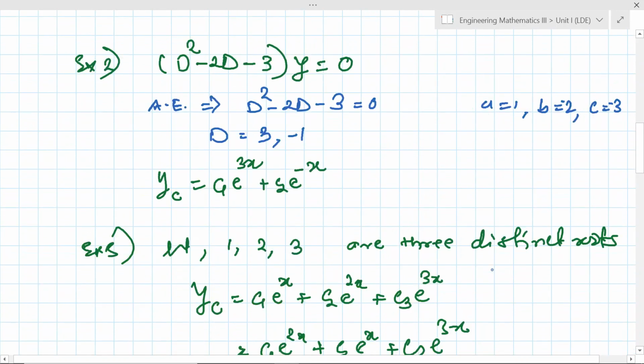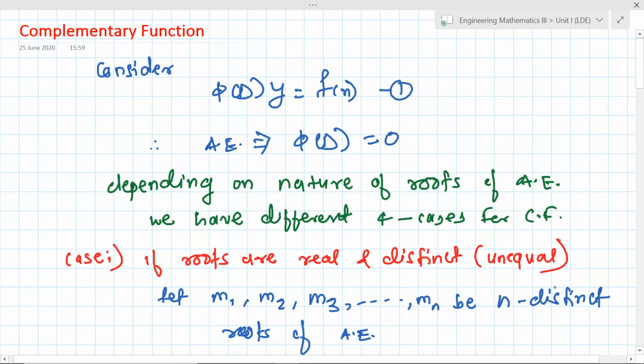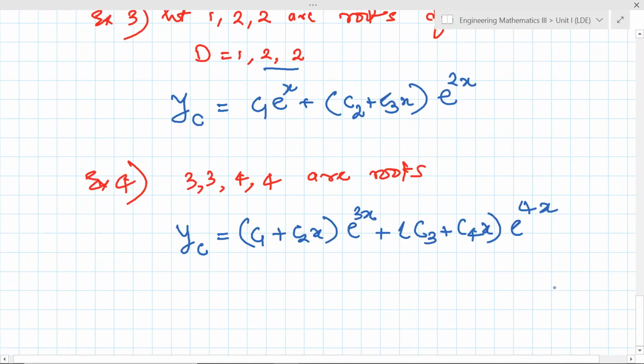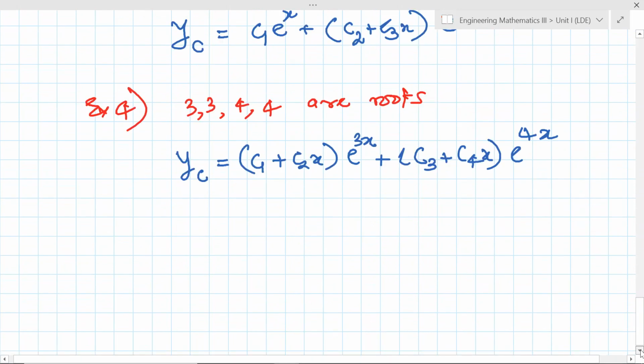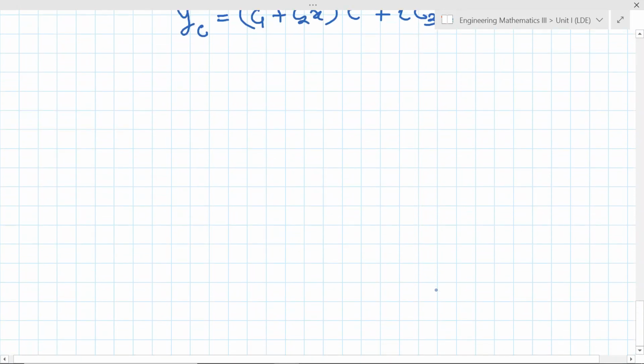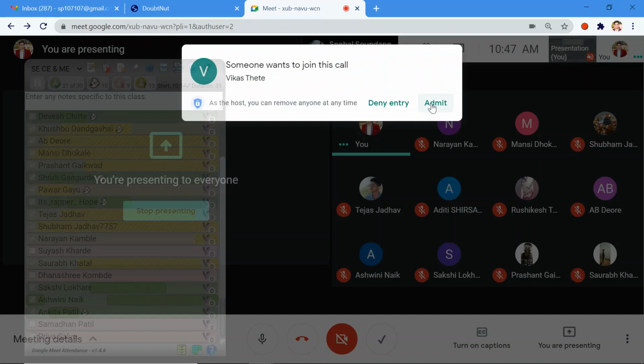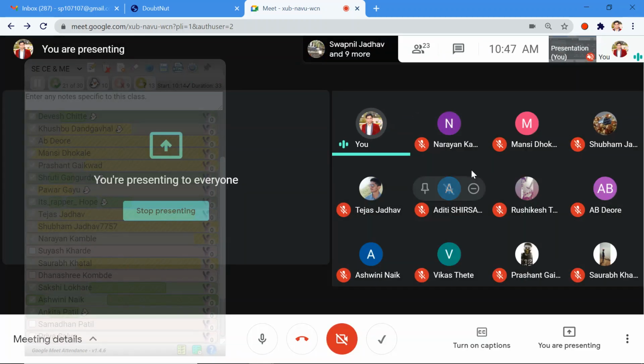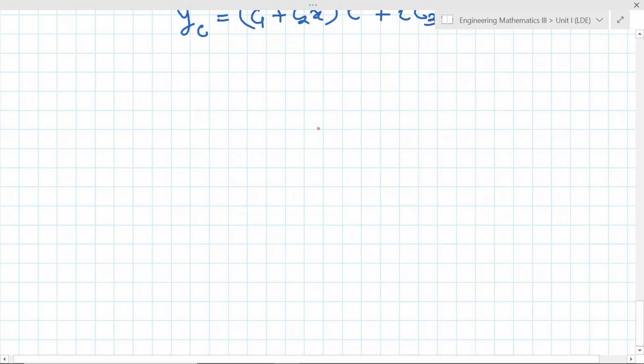First case is if roots are real and distinct, and second case is if roots are real and equal. Is there any doubt in these two cases? If you have a doubt you can ask, please. Otherwise we'll move to the next case. If you have a doubt you can also put it in the chat box, if you don't want to speak, so that I can understand. Just freely ask, don't hesitate.